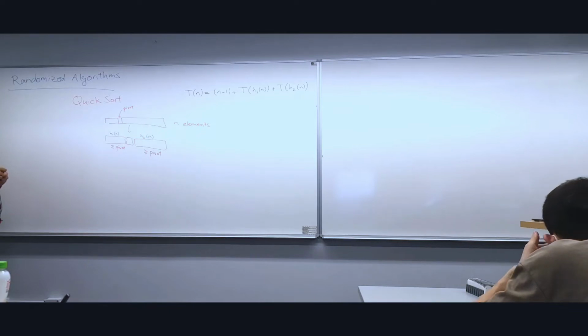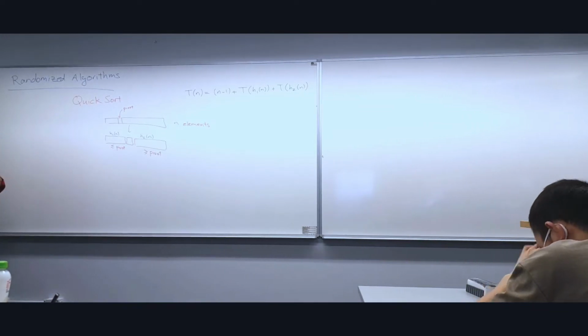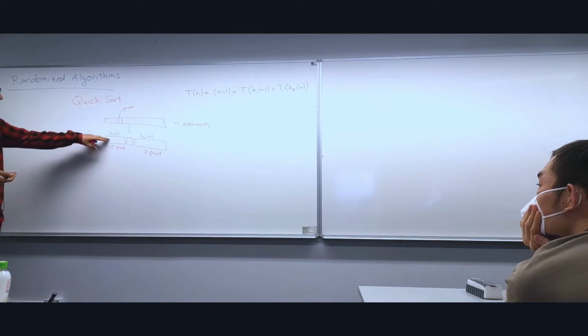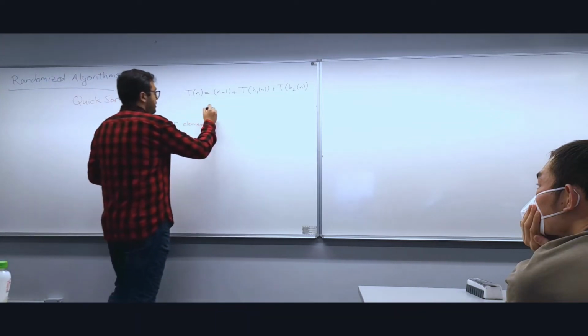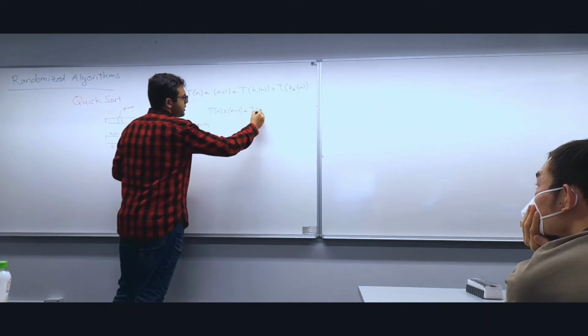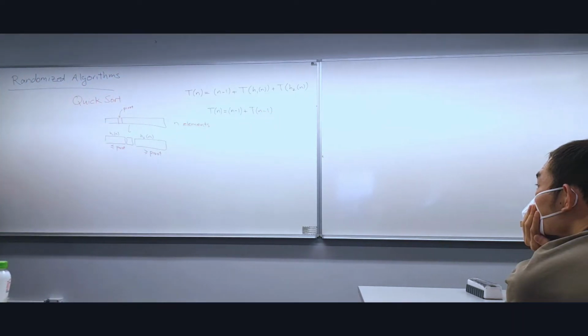Now, what's the worst possible thing that can happen? In the worst case, I might pick a really bad pivot and it might be the smallest element in my set, or it might be the largest element in my set. And if that happens, then either h1 or h2 would become 0. So my worst case is that T of n is just, I did n-1 comparisons, and then the size shrank by only 1. This is the worst case of QuickSort.